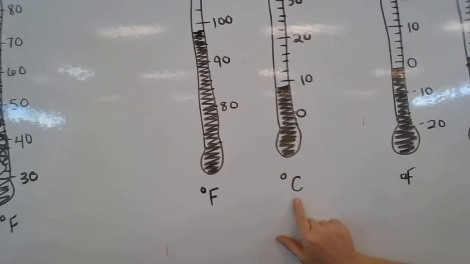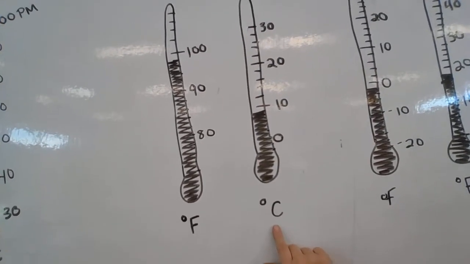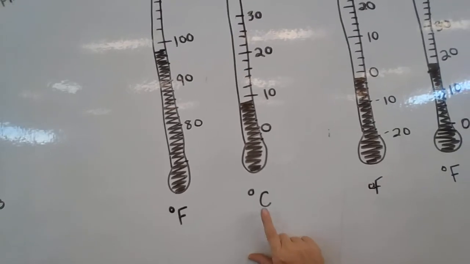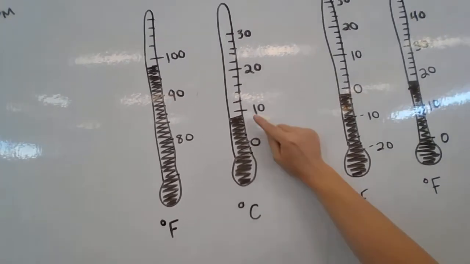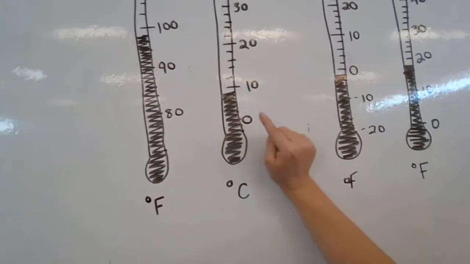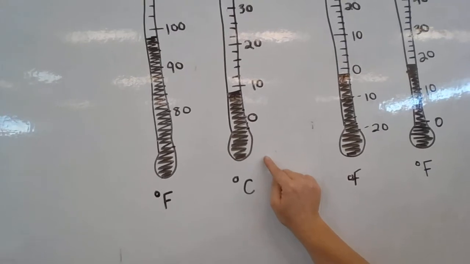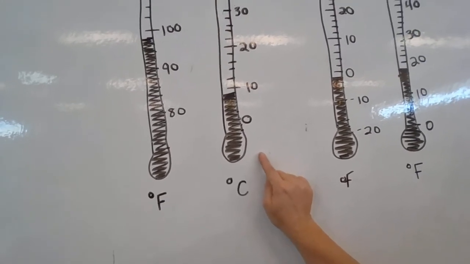Look at the second one here. Notice our letter has changed, so we're going to talk about Celsius. What's the temperature for this one? It's almost to the 10, but one notch below. So you should have said 8 degrees Celsius. This thermometer is 8 degrees Celsius.